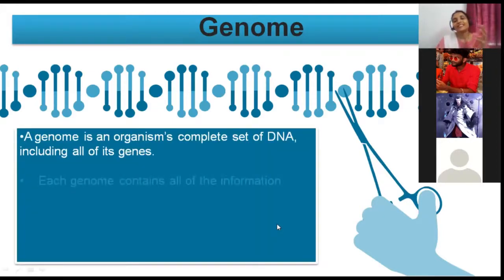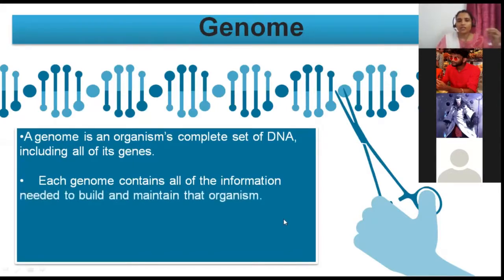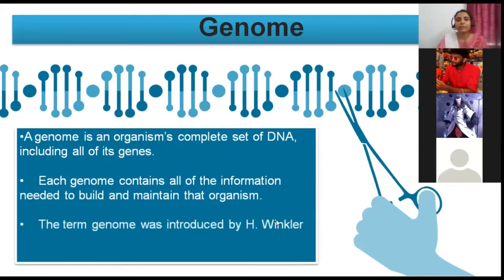Genome is nothing but an organism's complete set of DNA, including all of its genes. Your whole DNA, your whole set of genes, everything is called a genome. Together we have given them a name. So single thing is gene, and the complete set of DNA is called genome. Now, each genome contains all the information needed to build and maintain that organism. So if you take the genome from an organism, you will have the whole information about how that organism should be built and maintained. Complete information.